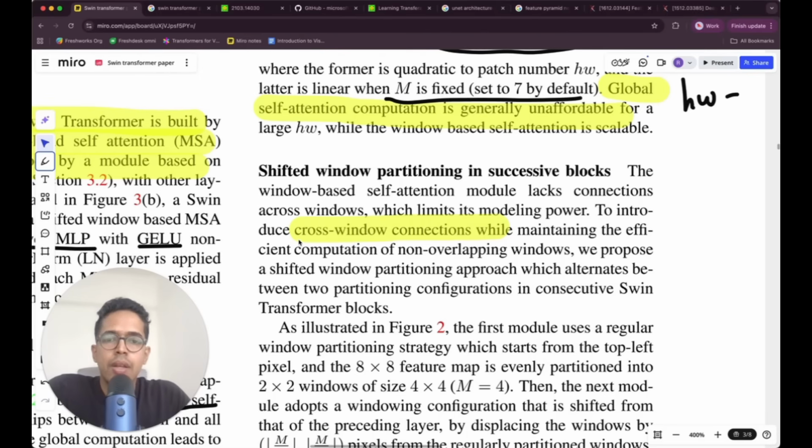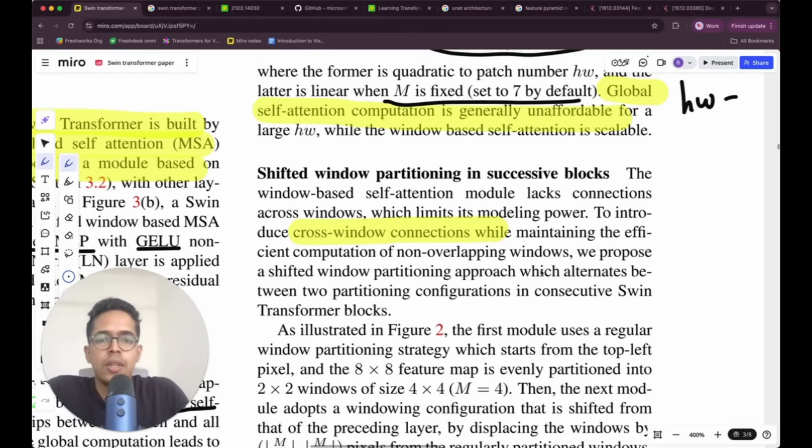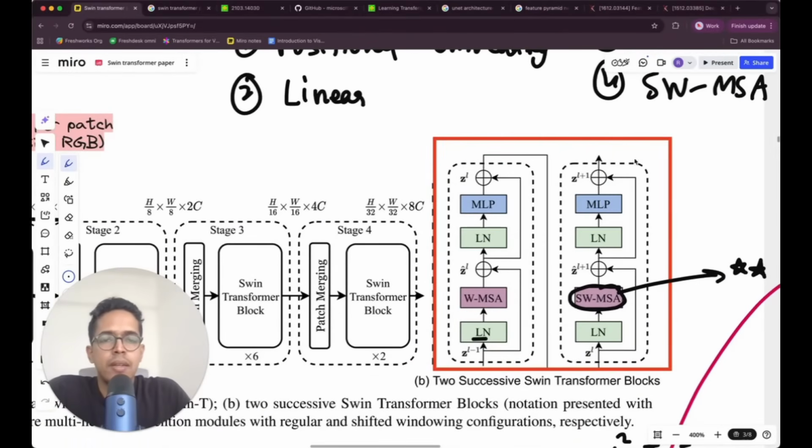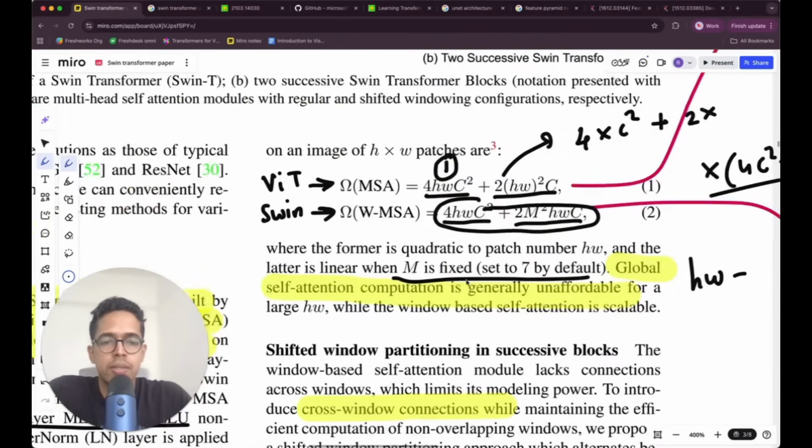To introduce cross-window connections while maintaining the efficient computation of non-overlapping windows, because non-overlapping windows make the attention calculation linear, which is a good thing. But then if it is a non-overlapping window and there is no cross-window attention calculation, it's a problem. So how do you solve this? For that, we propose a shifted window partitioning approach, which alternates between two partitioning configurations in consecutive Swin transformer blocks. We'll see what that is, and that will basically explain this part B in the figure, which is the Swin transformer blocks.